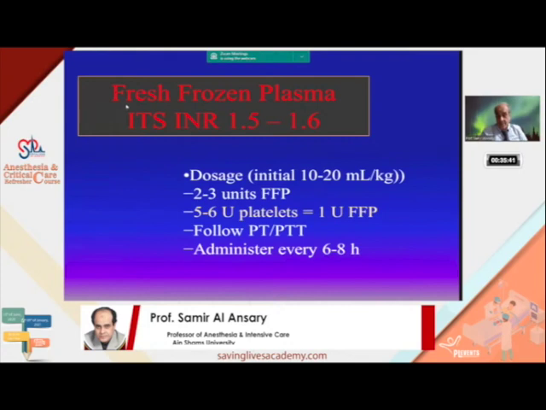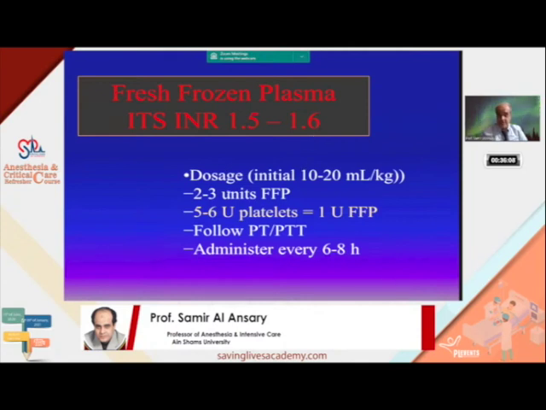For fresh frozen plasma transfusion, we must know and be oriented by its INR, which is 1.5 to 1.6. So don't try to correct an INR less than 1.5. If your patient exhibits an INR of 1.5, don't correct it with fresh frozen plasma, because fresh frozen plasma can't increase it. Its INR is 1.5 to 1.6.